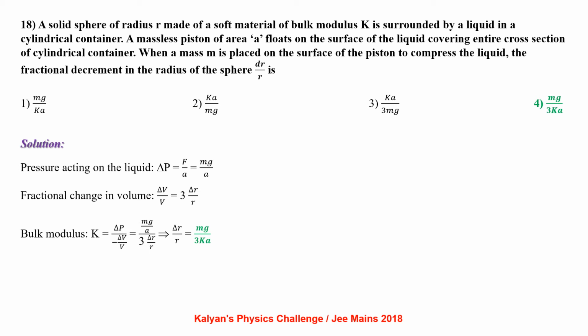Fractional change in volume delta V by V equals 3 times delta R by R. Bulk modulus K equals delta P by minus delta V by V, that gives us delta R by R equals mg by 3KA.